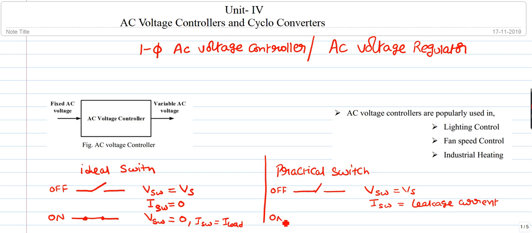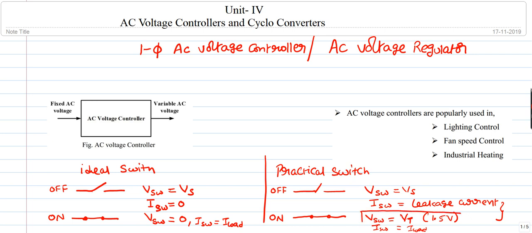or cathode to anode. So when the switch is in on condition, it will be represented with a short circuit here, and switch voltage is not 0, it is the on state voltage drop. Usually for thyristors it is around 1.5 volts, and switch current will be load current. Alright, so these two are the changes we can observe from ideal switch to the practical switch.